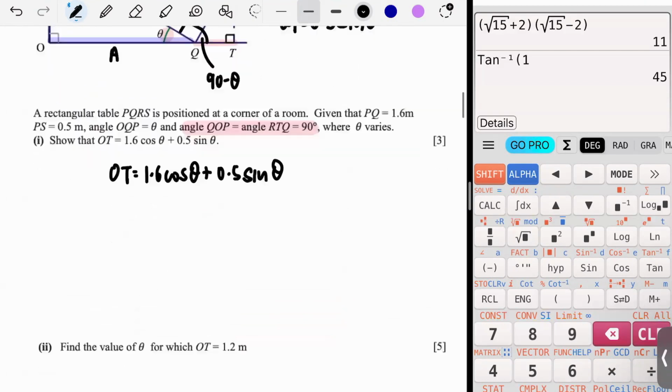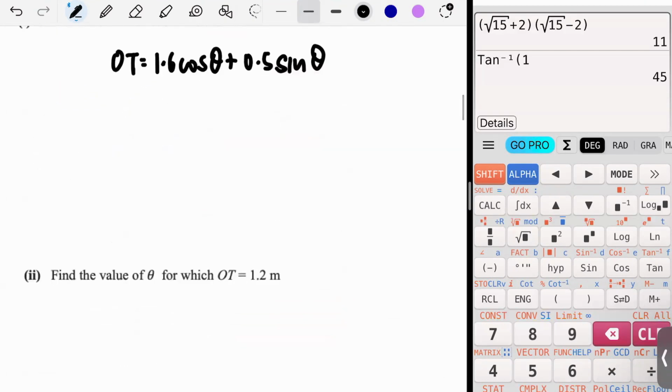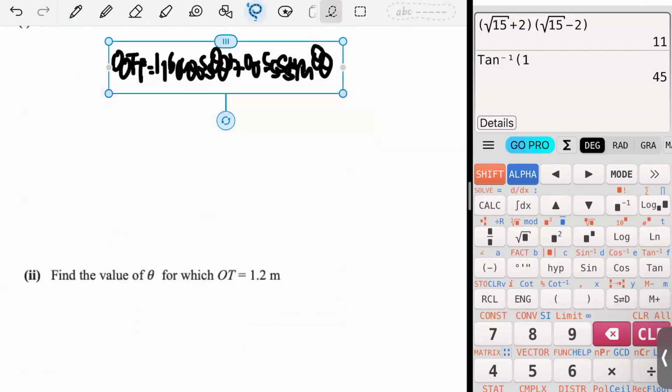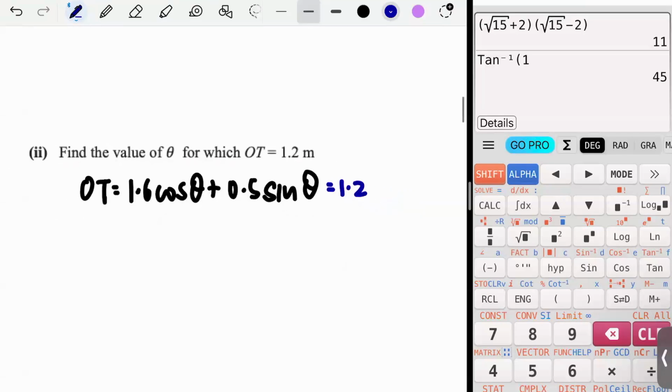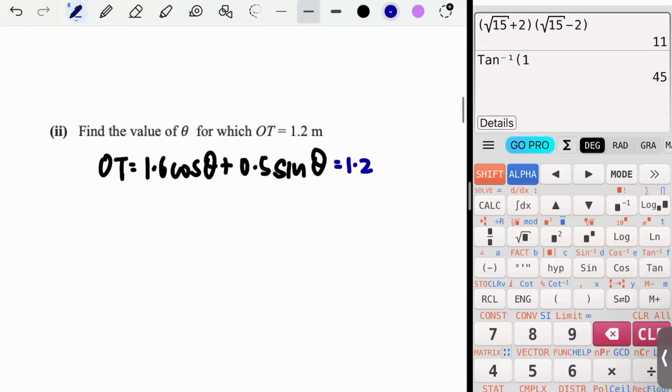Okay, sure. So now you need to solve. A lot of us got stuck because how are you supposed to solve? You don't know how to solve something like that, right? You can't straight away equate it to 1.2 because there's no way you can solve this. You can't make it tangent. You can't solve sine and cosine separately. So what you need to do is you got to make use of your R formula.